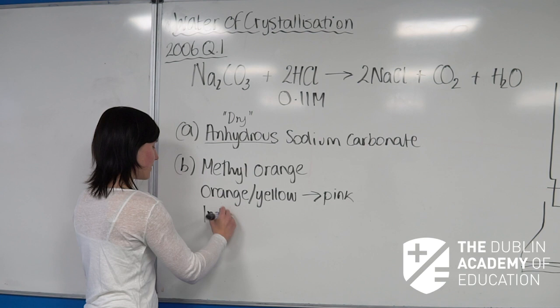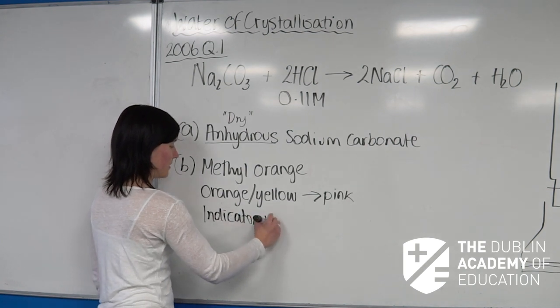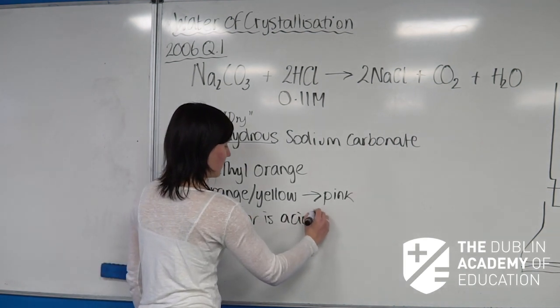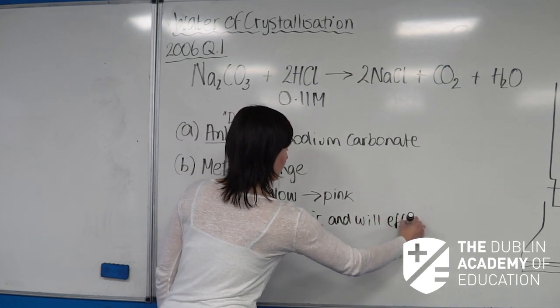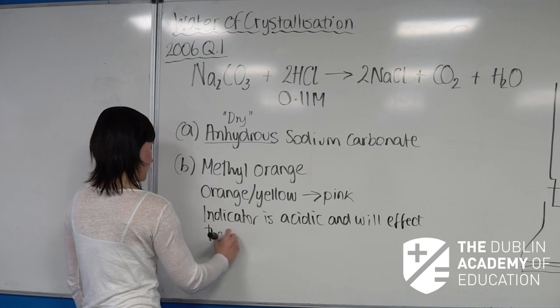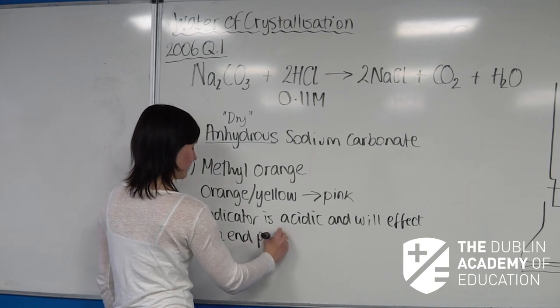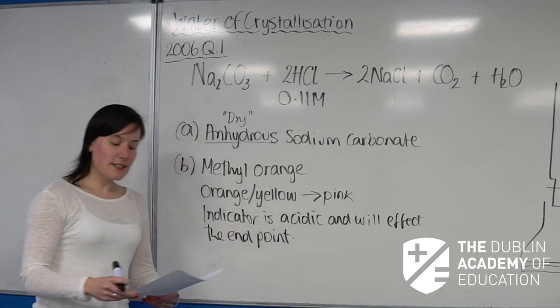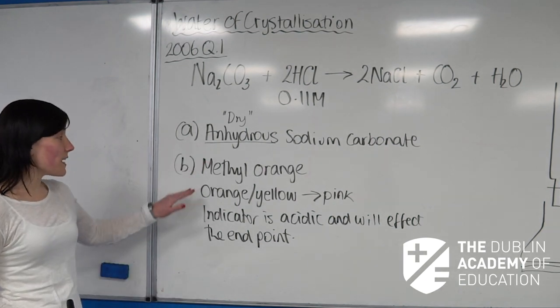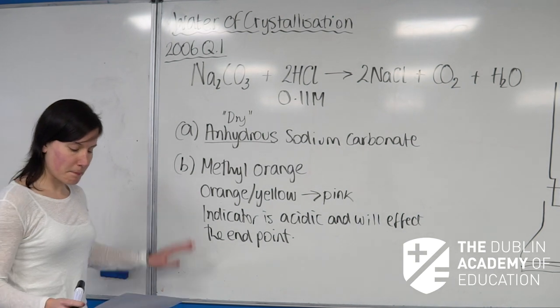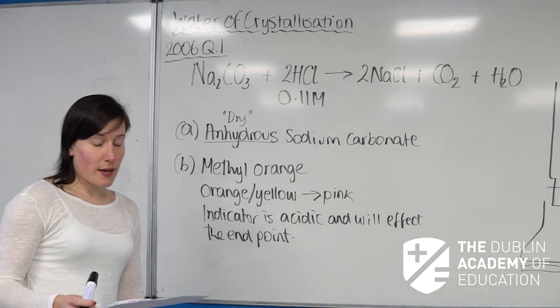So the indicator is acidic and will affect the end point. Okay? So as we can see there, that part of our question was worth 12 marks. So we've got 5 marks for part A and now 12 for part B. Now on to part C of the question.